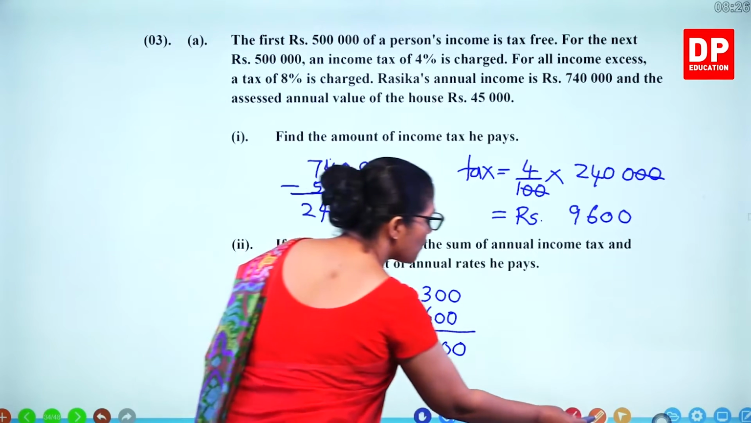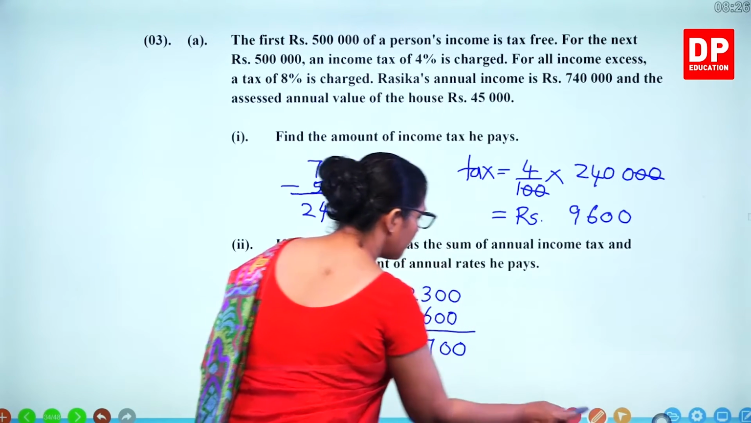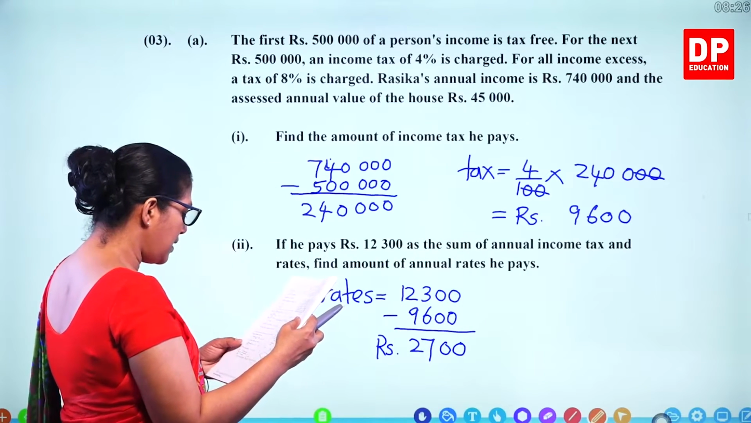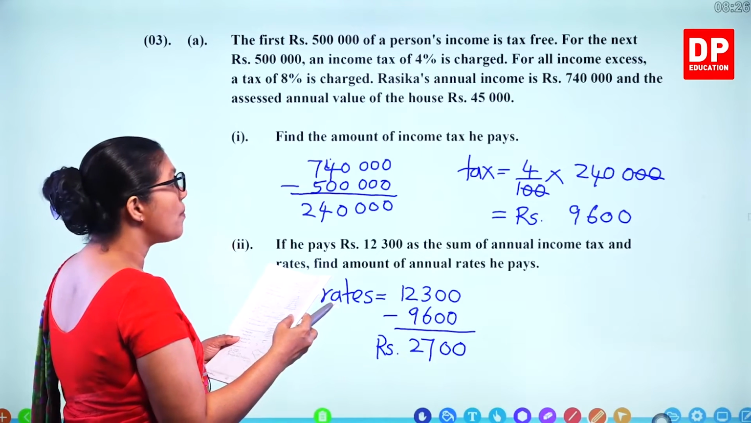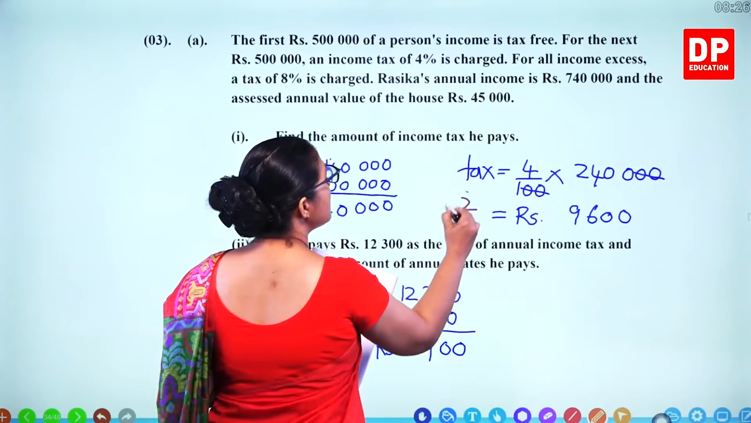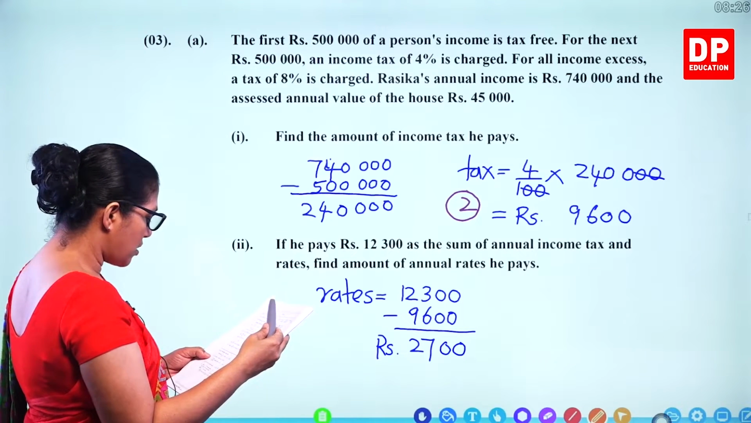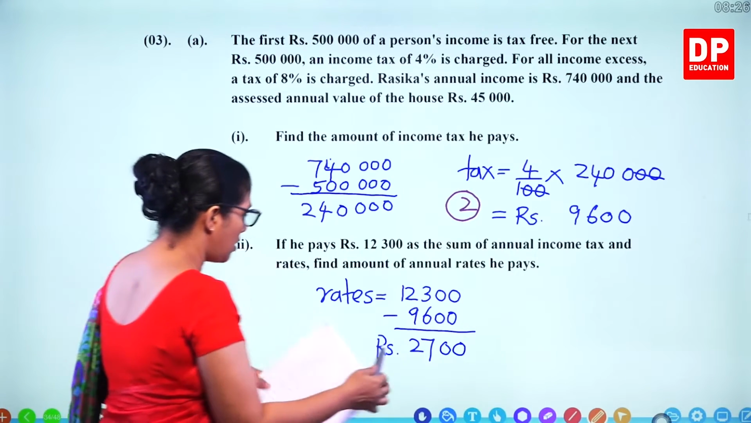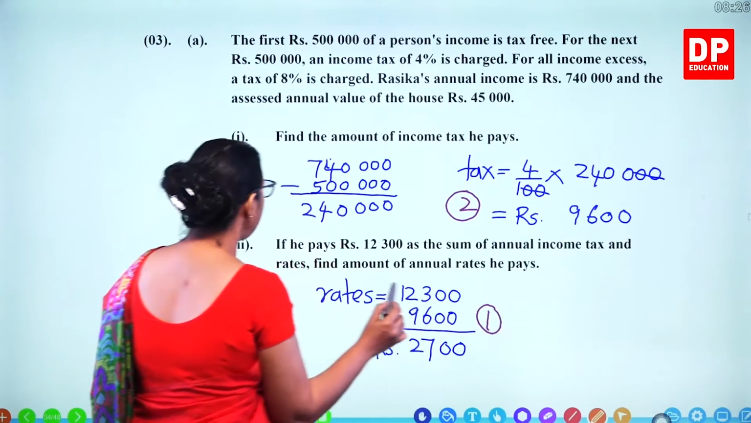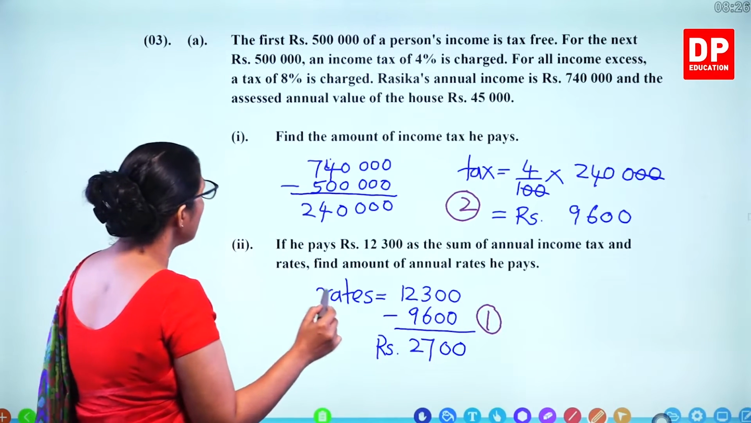So, how many marks for these two? Look at the marking scheme and see. So, 2 marks for this part and just 1 mark for subtraction. Next part.